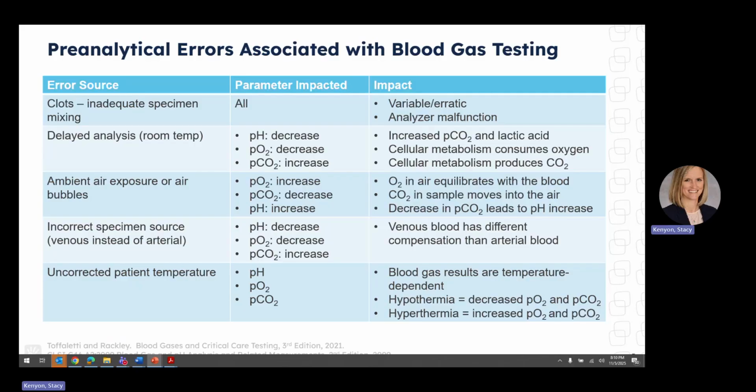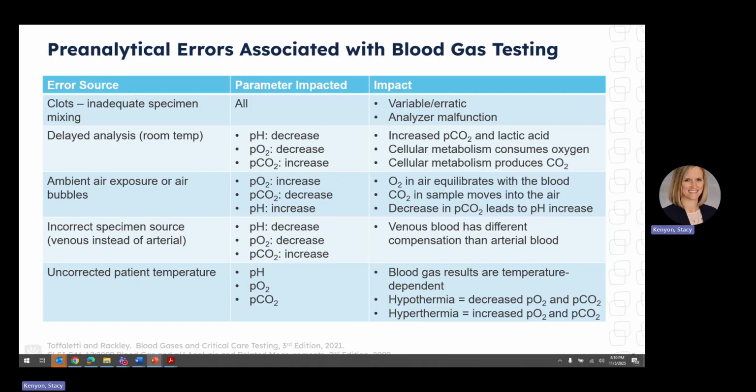The PCO2 of the specimen will decrease as the CO2 from the sample moves into the air during the air exchange process, which is also then going to lead to an increase in pH. The impact of air bubbles is exacerbated when there's delayed analysis or when the samples are transported via pneumatic tube. So ultimately, specimens should be collected without air exposure.